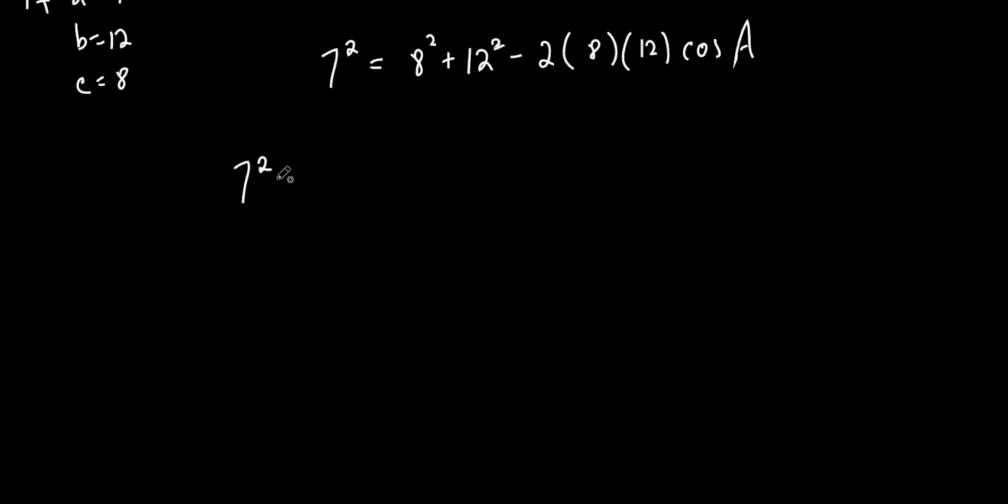All right, so let's just redo this. So I got a 7 squared on the left. What do I do with this 8 squared? I subtract the 8 squared, correct? That goes away. How do I get rid of this 12 squared? I subtract a 12 squared. That gets out of the way.